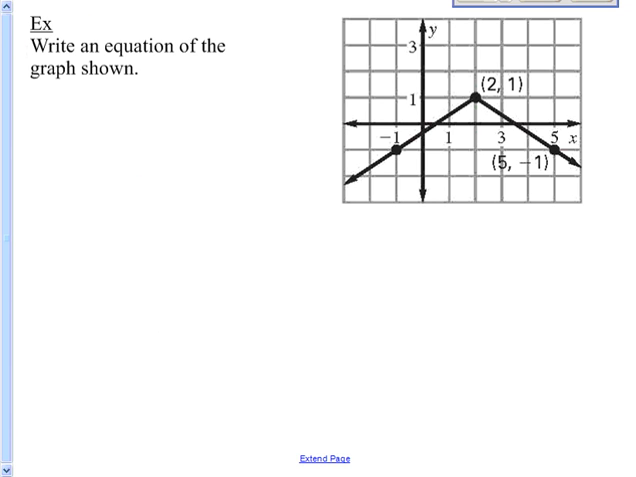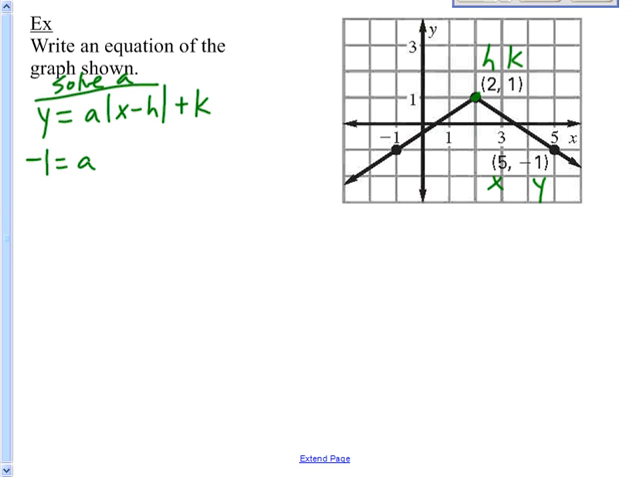Okay, last spot here, write an equation for the graph shown. Now, you notice you had the vertex. That's nice. You say, oh, that's my h, k. And then you got this other point, 5, negative 1. So some random x, y point on this graph. So what I'm thinking is, let me write this general form here. And let me plug in h, k, x, and y. So first of all, y is negative 1. A, I don't know. What I'm doing is I'm solving for a.